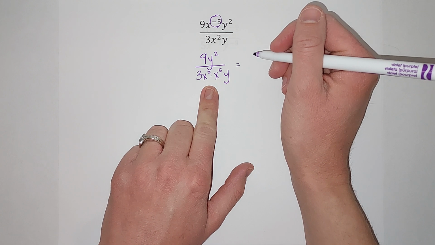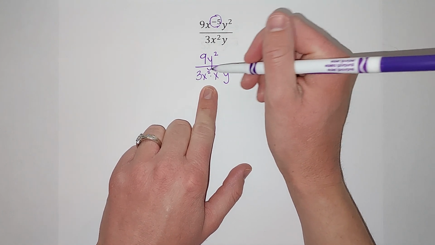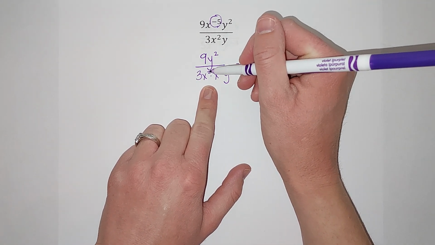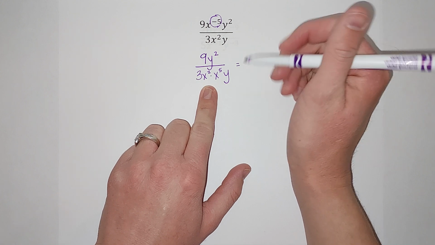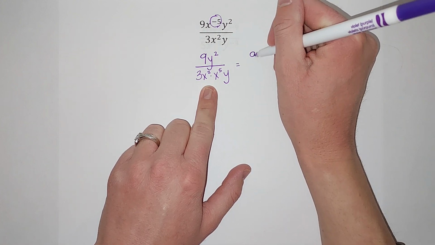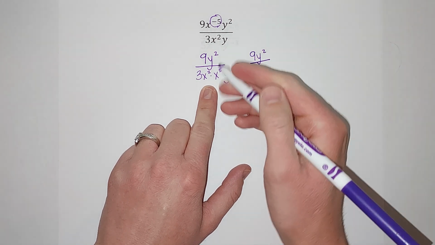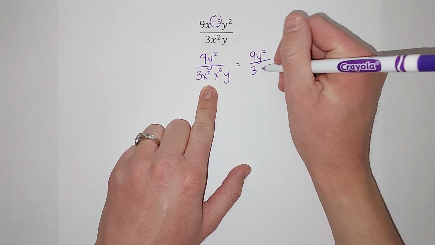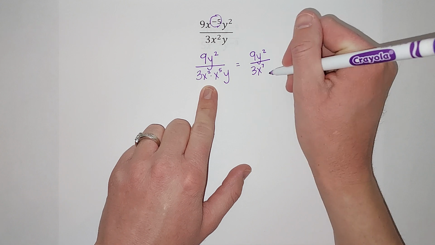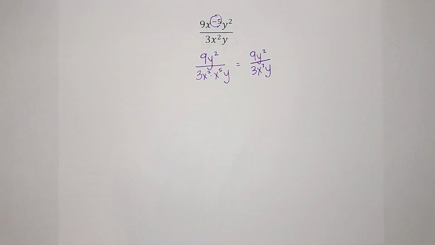When I multiply exponents that have the same base, I'm just going to add the 2 and the 5. So again, still on top, I'm going to have 9y squared. Over 3, I'm going to add these: 5 plus 2 gives me x to the 7th, y. Now you might be tempted to say, oh my gosh, I'm done, I don't have any more negative exponents. We're close, but we want to simplify it.